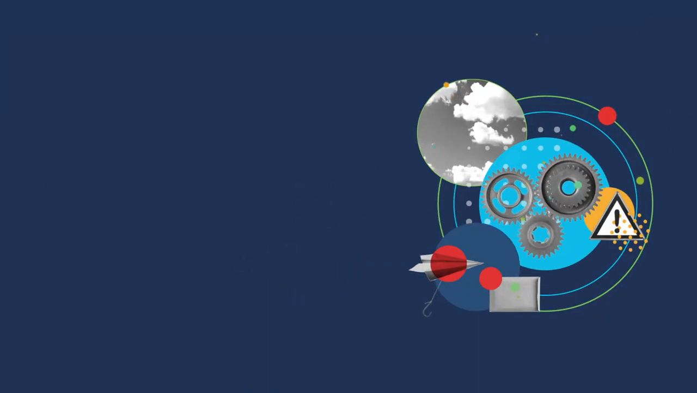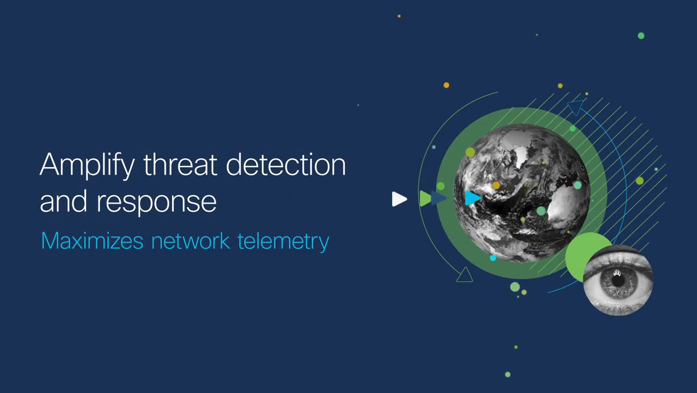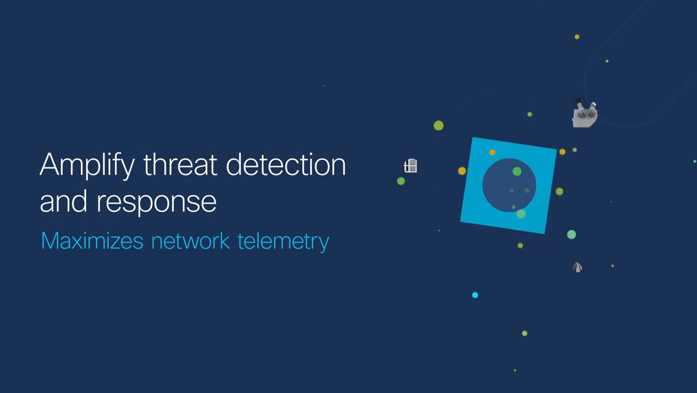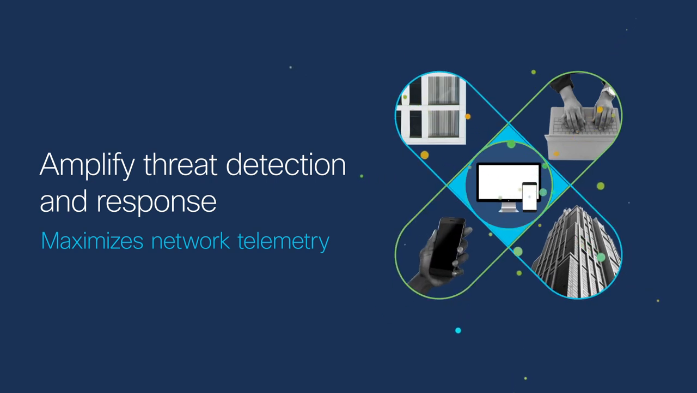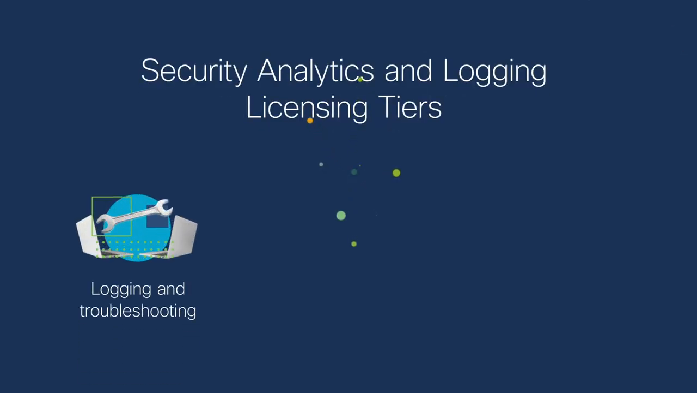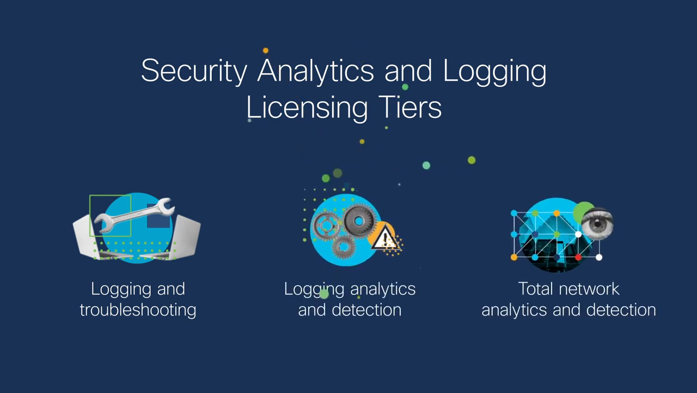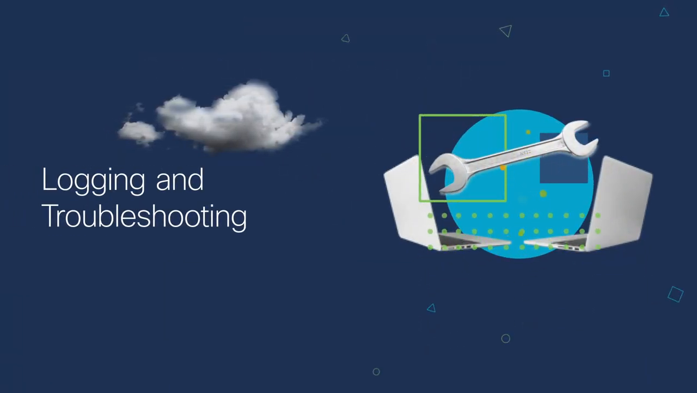Security Analytics and Logging can also amplify threat detection and response. It maximizes network telemetry by layering powerful behavioral analytics on your firewall and private network logs for high-fidelity threat detection. Security Analytics and Logging is split into three licenses: Logging and Troubleshooting, Logging Analytics and Detection, and Total Network Analytics and Detection. Let's have a look at the base license, Logging and Troubleshooting.